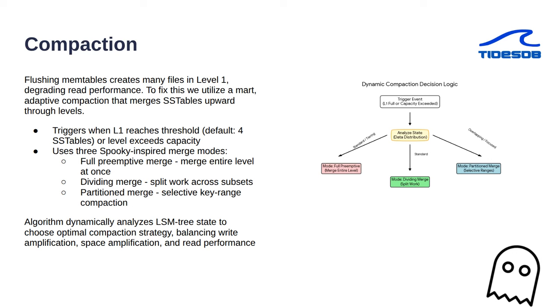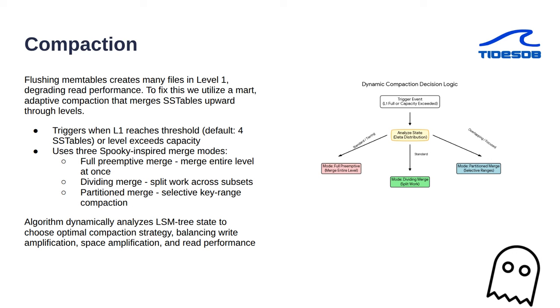Instead of pre-configured leveled or tiered modes and being stuck with it, our system analyzes the current state of the LSM tree in real time and decides: should we do a full preemptive merge of this whole level, or a dividing merge that splits the work, or a partition merge on specific key ranges. The compaction strategy adapts to actual data distribution and workload patterns. It's making intelligent decisions based on what will give us the best performance right now, not based on static configuration someone set months ago.